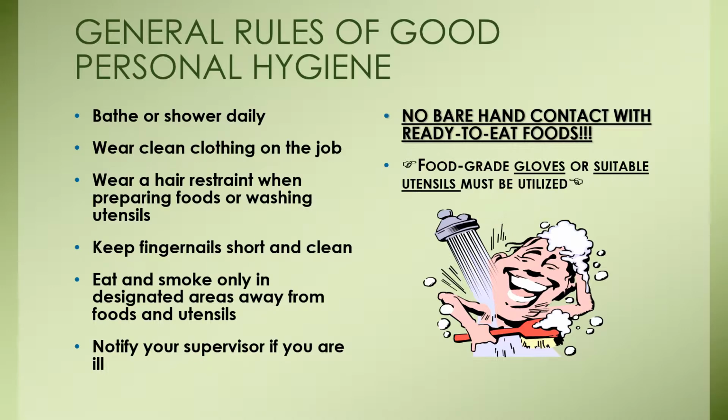General rules of good personal hygiene apply to everyone who cooks or handles food. So make sure to bathe or shower daily, wear clean clothing on the job, wear a hair restraint when preparing foods or washing utensils. Remember to keep your fingernails short and clean. Eat and smoke only in designated areas away from foods and utensils. And remember to notify your supervisor if you are ill.